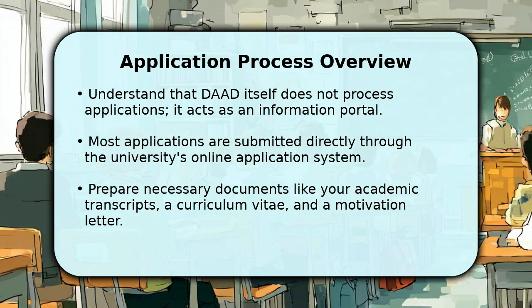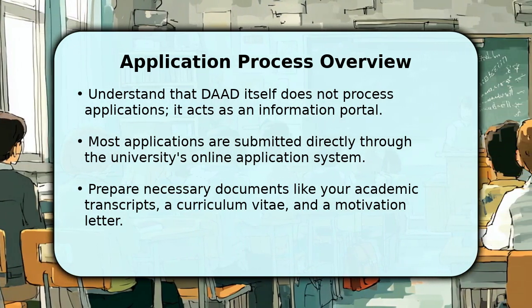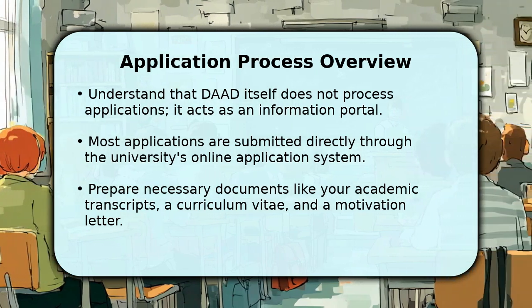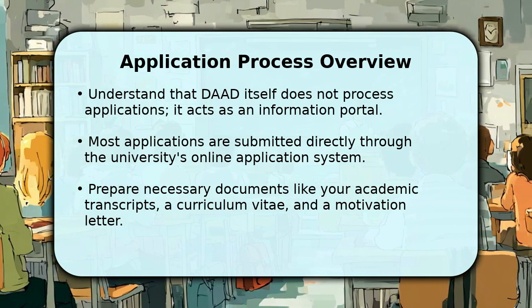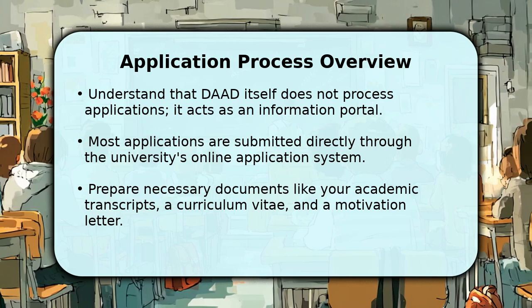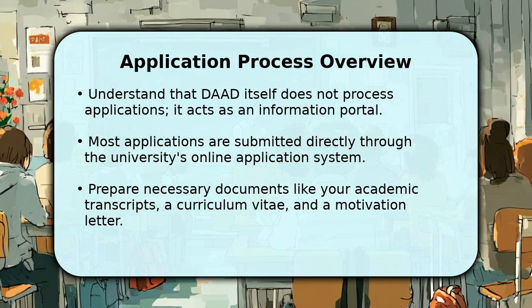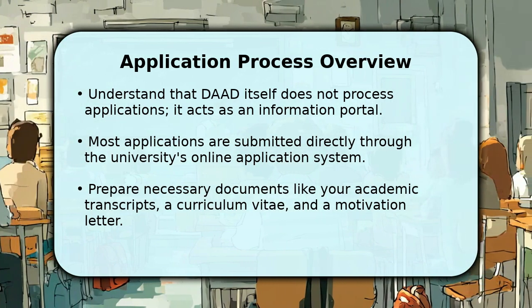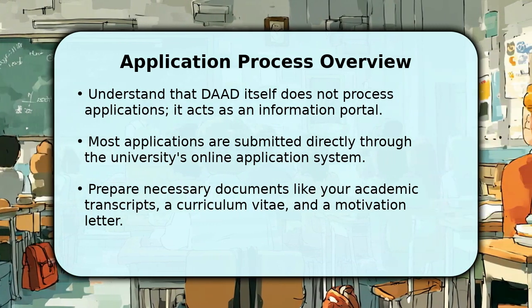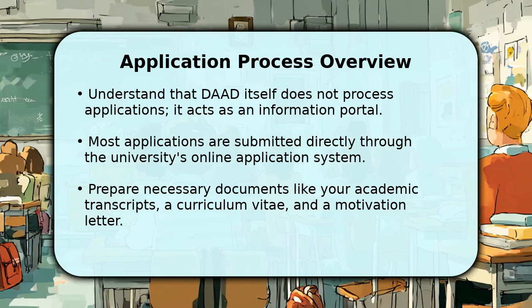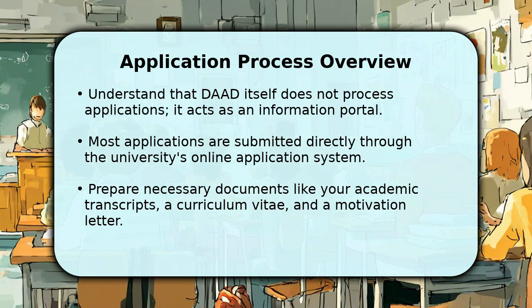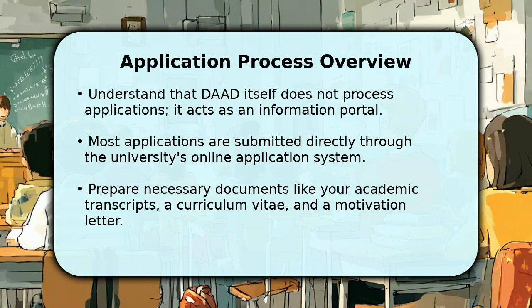Most applications are submitted through the university's own online application system, so navigate to their official website from the DAAD listing. You will generally need to prepare documents such as your academic transcripts, a detailed curriculum vitae, and a compelling motivation letter. Some universities also utilize a centralized service like UniAssist, which simplifies applying to multiple institutions simultaneously. Always double-check the specific application method for each program.